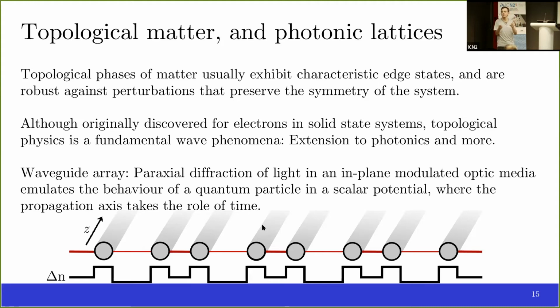So this is the tight binding model with topological properties that we wish to emulate photonically. We can do this with waveguide arrays, where each of the sites is composed of one waveguide, which extends along a third axis that enters the screen or gets out of the screen, however you want to see it. And that is the propagation axis.